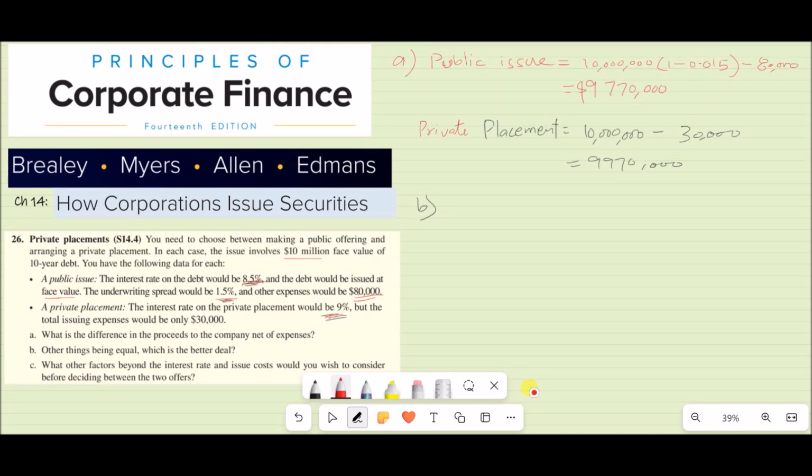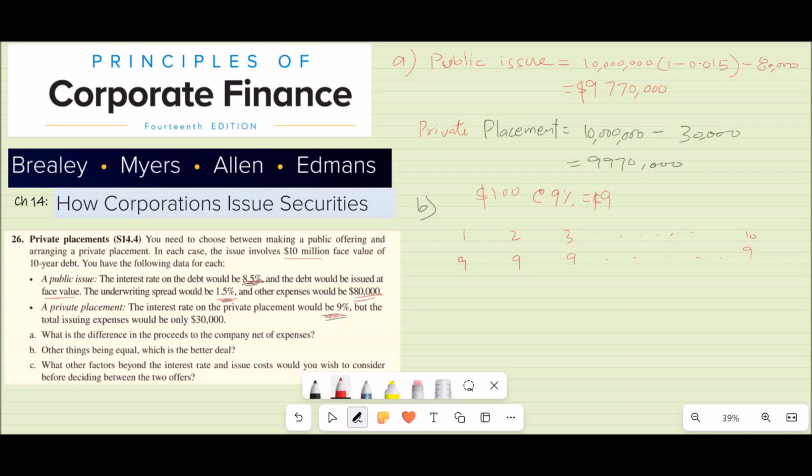So for example, for a private issue, if we are raising a $100 loan, then each year for the next 10 years, we have to pay 9% interest, which is $9. So we will pay $9, then $9, then $9 till the end of the period. So what will be the total cost? We have to calculate the present value of all of these future cash flows.